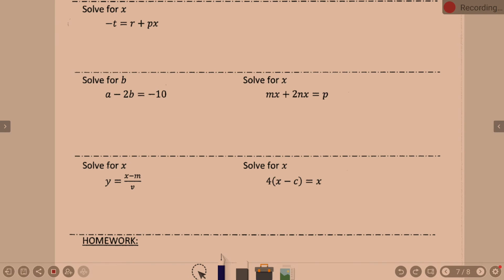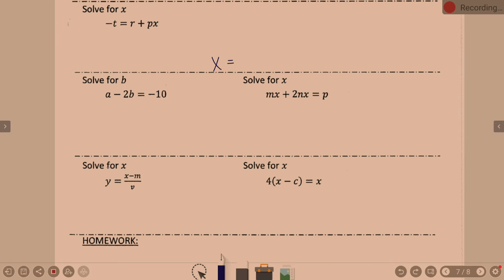Okay, this next one says solve for x. So that means when I get done, my answer is going to say x equals. That's my goal. Now, as you look at this, negative t equals r plus px. You can work with that as is, which I'm fine with. Or if you're someone thinking, I don't really like this, because if I'm solving for x, I want to have my x on the left, you could flip-flop these sides.